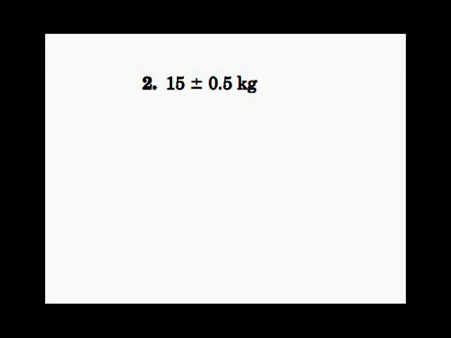Again, we're going to subtract 0.5 from 15 for our lower end measurement. We're going to add 0.5 to 15 for our upper end measurement. So it would be written this way. 14.5 kilograms is less than our measurement, which is less than 15.5 kilograms.